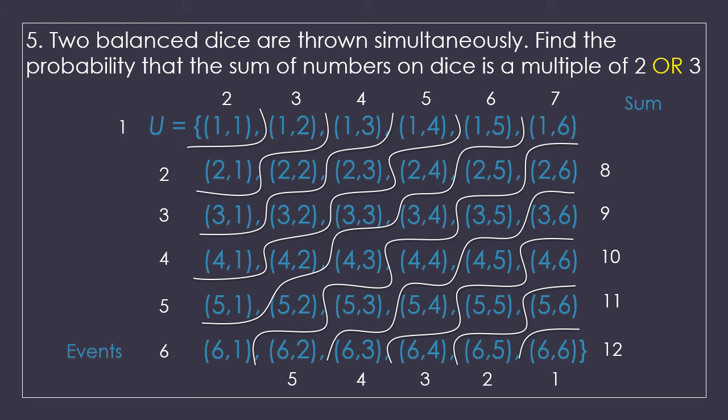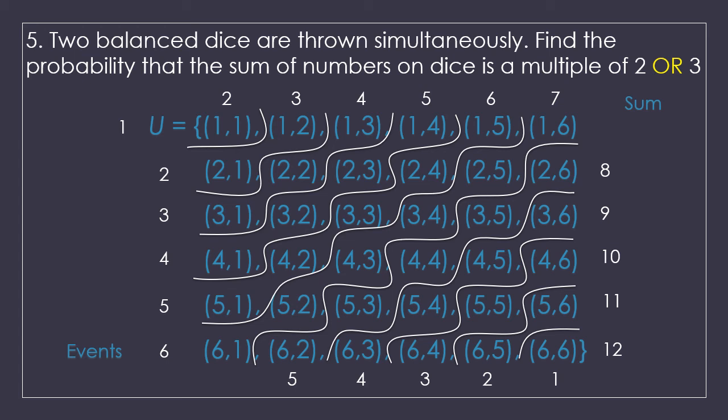6 has 5 events, so 4 and 5, 9. 8 has again 5 events, so 14 events. 10 has 3 events, so 17 events, and 12 has 1 event, so 18 events. So there are 18 distinct events when the sum is a multiple of 2. Remember that? Of course, I have written that down, but just remember that.